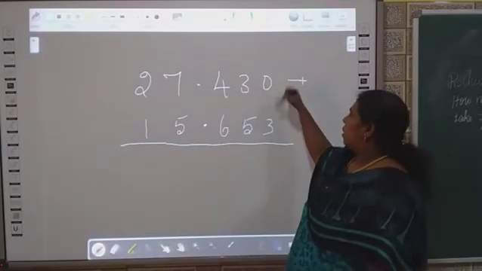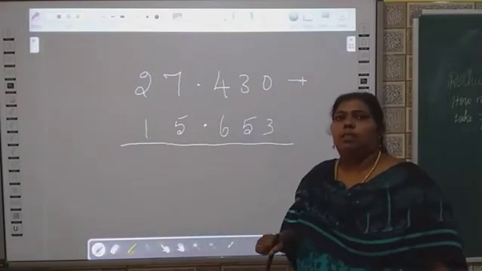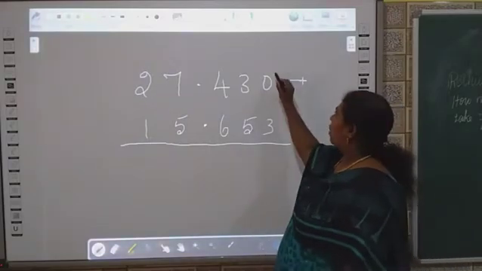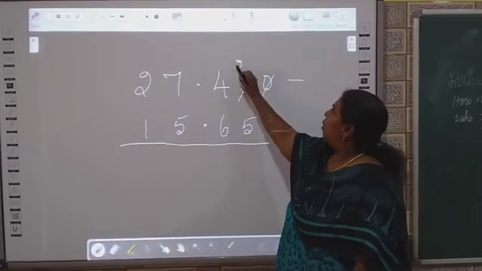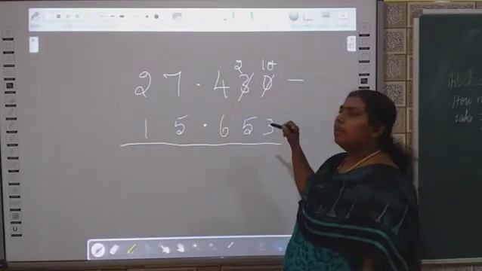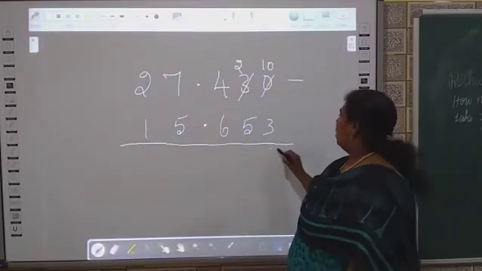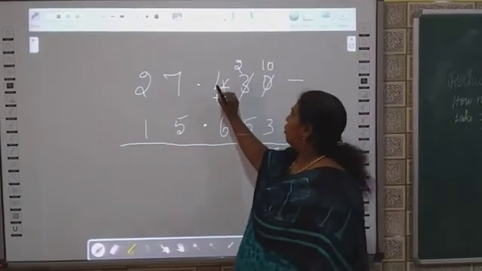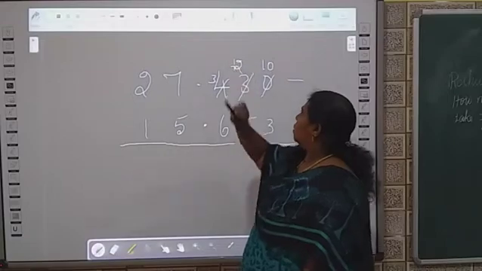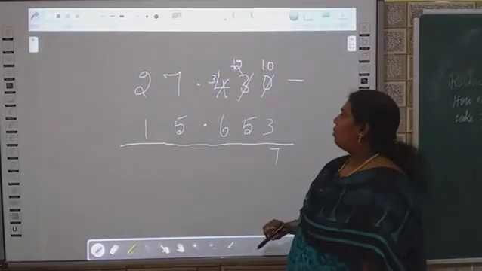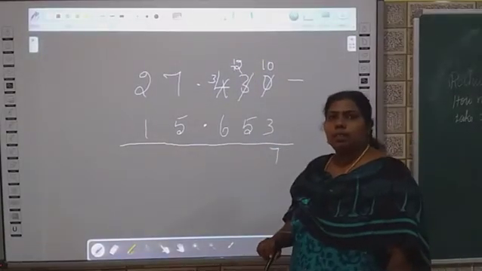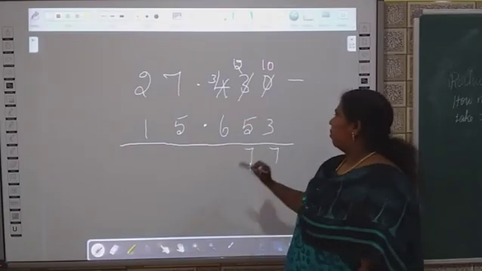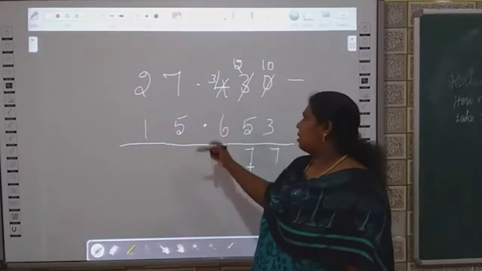Subtract. Here 0 minus 3. Is possible? No. What we have to do? Borrow. Here 2, here 10. 10 minus 3 is 7. 2 minus 5, not possible, right? Again you have to borrow. Here 3 will come, here 12. 12 minus 5, how much? 7. Isn't it? 7.